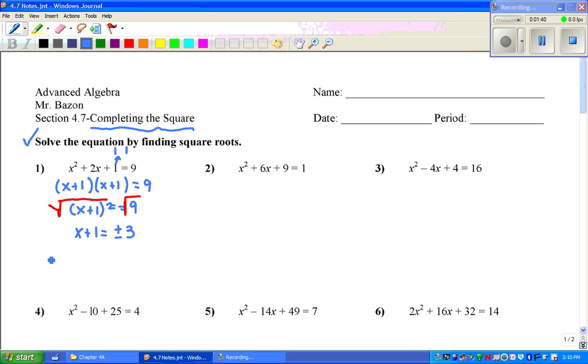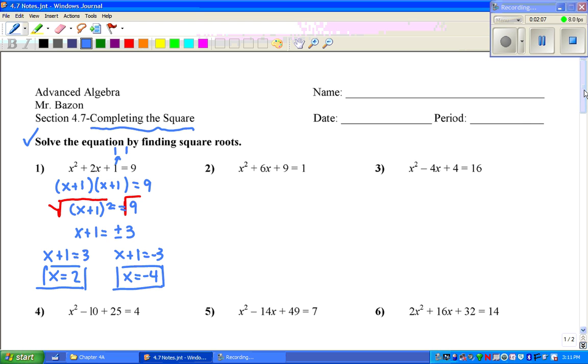So now I'm going to end up with x plus 1 is equal to a positive 3, and x plus 1 is equal to a negative 3. This one would be x is equal to a positive 2 when I subtract 1, and this one we would get x is equal to negative 4. So my set of solutions for this quadratic is x equals 2 and x equals negative 4, and we were able to solve that one using square roots.